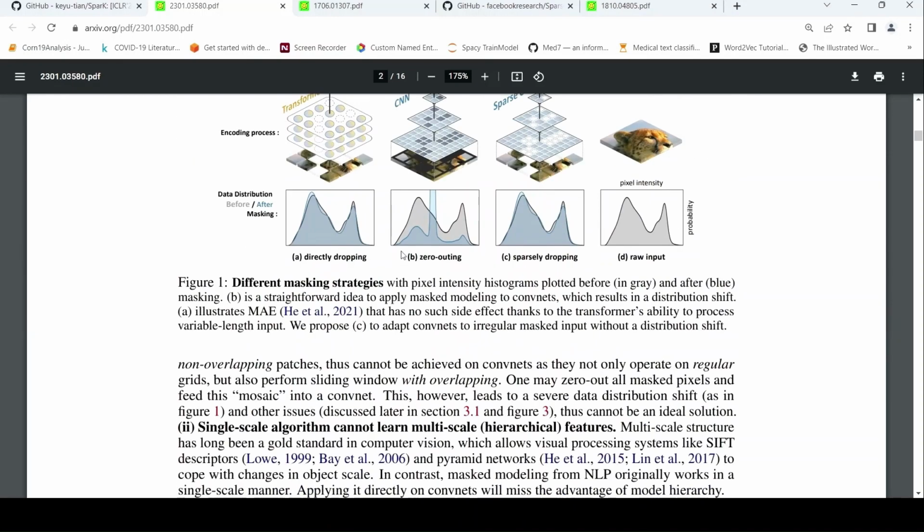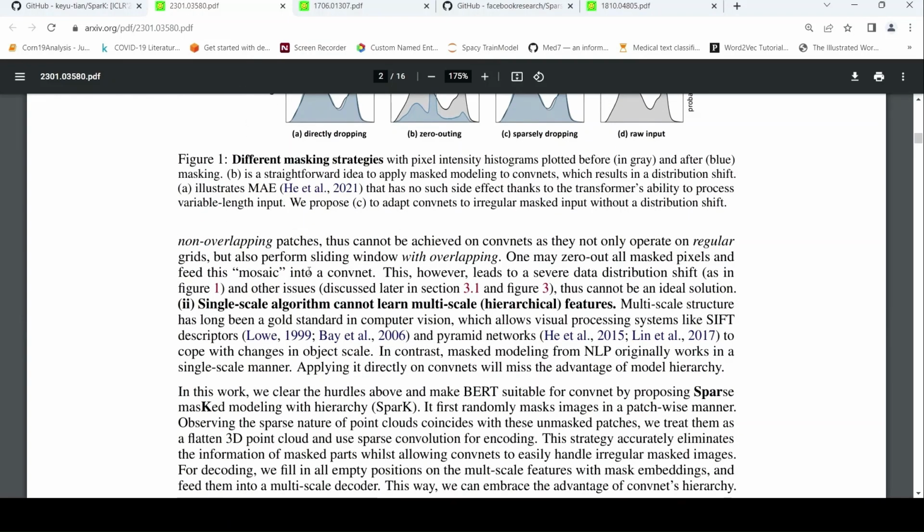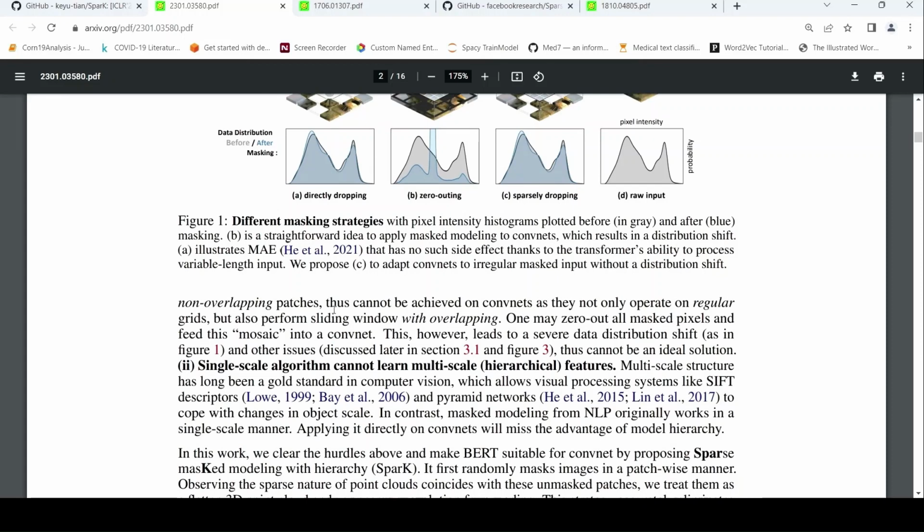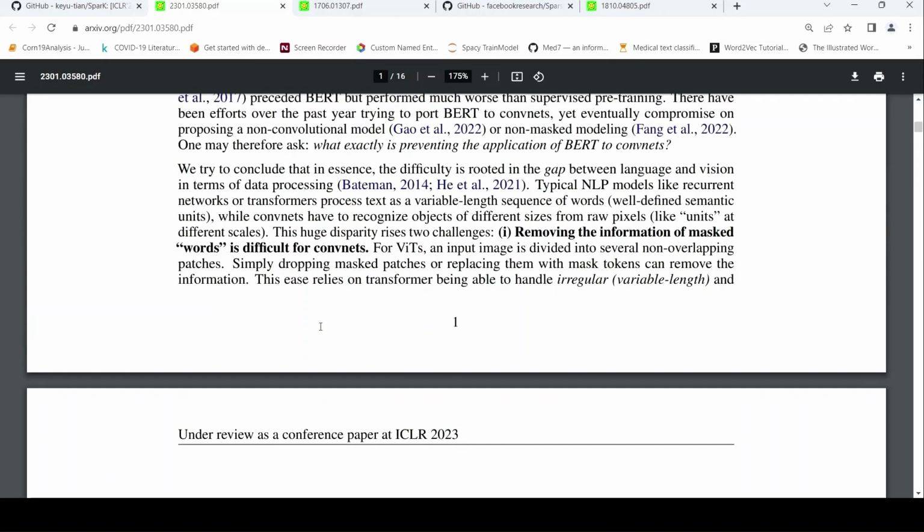In a convolutional neural network, you cannot have these non-overlapping patches, because convolutional neural networks only operate on regular grids. They also perform sliding windows with overlapping. So if you zero out all masked pixels and feed this mosaic into a convnet, this can lead to issues like data distribution shift and other issues. So this cannot be a solution here. Why can you not extend simple masked language modeling to images?